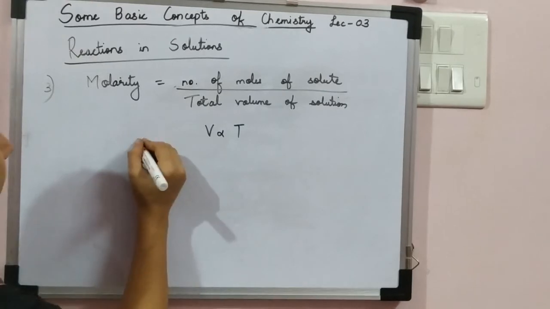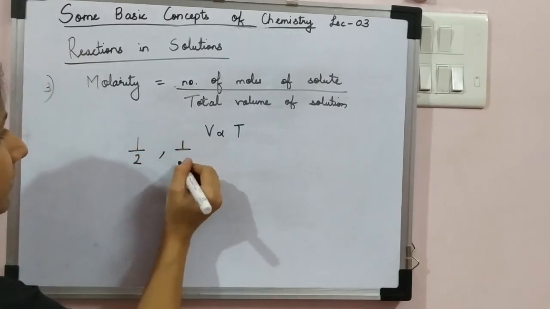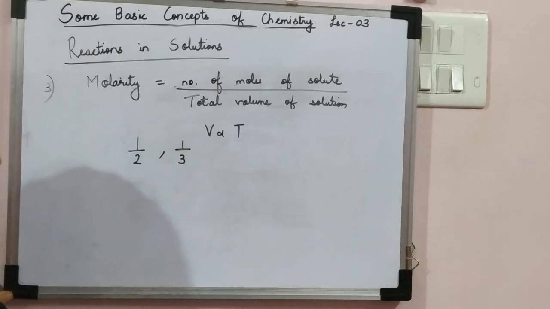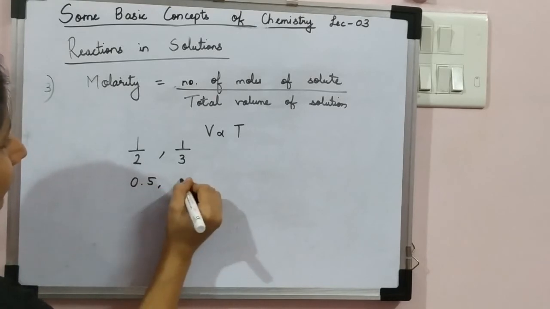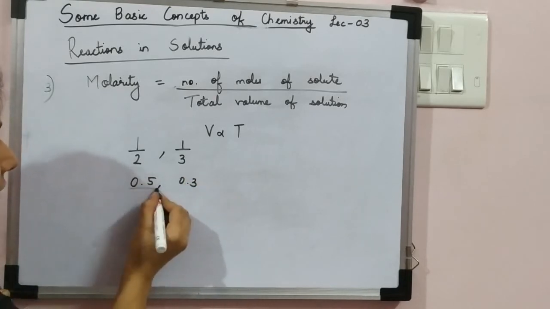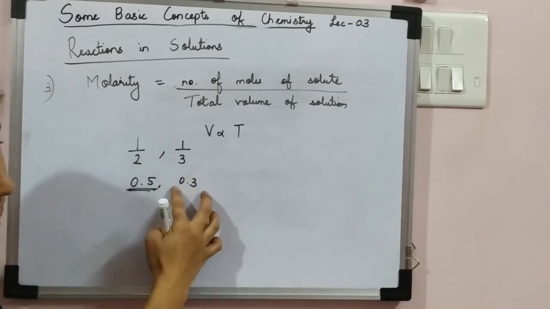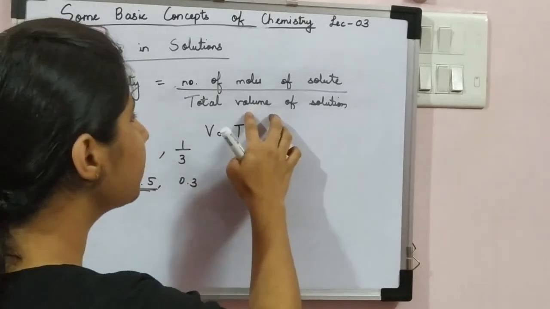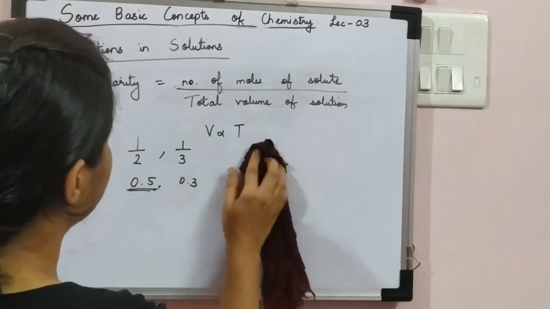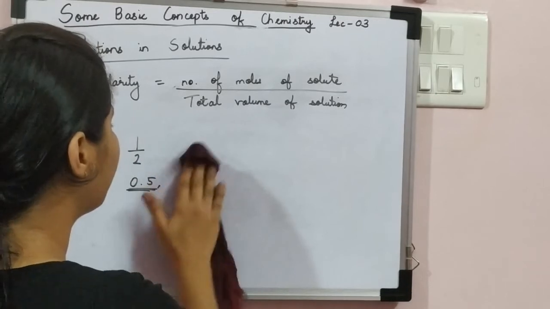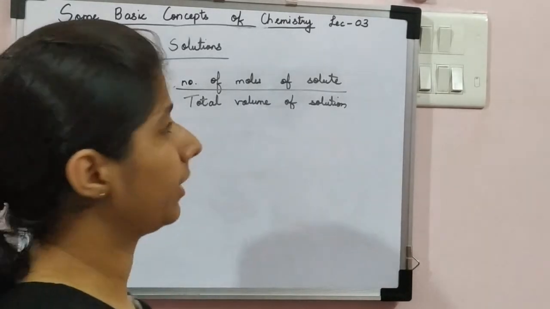To give you an example, let's say I have 1 upon 2, and if I increase the denominator to 1 upon 3, which of the two numbers is higher? 1 upon 2 is 0.5, this is 0.3. So 0.5 is higher. If the denominator increases, the value decreases. So if volume is increasing with increase in temperature, the value of molarity will decrease. This is a temperature dependent quantity and therefore temperature should be mentioned when we are calculating molarity.